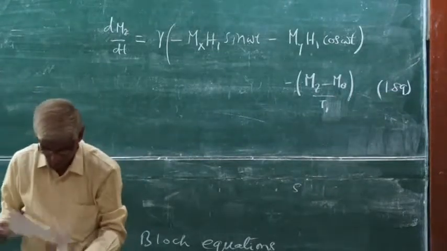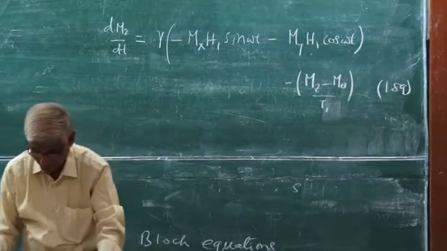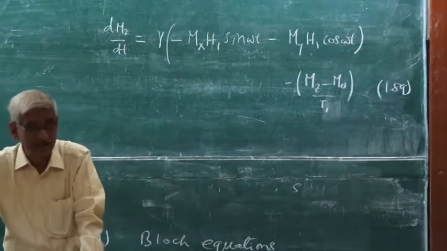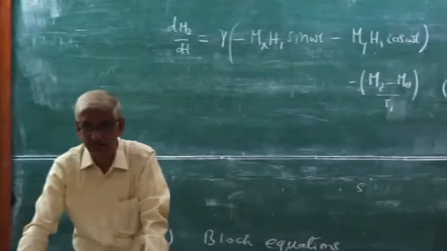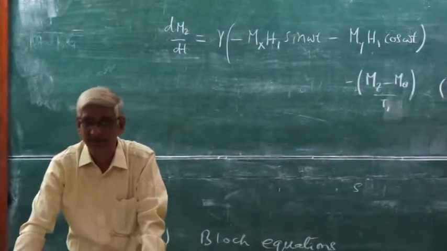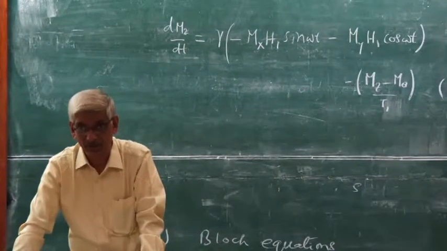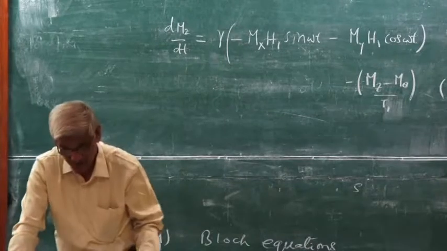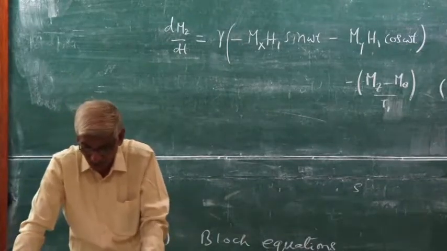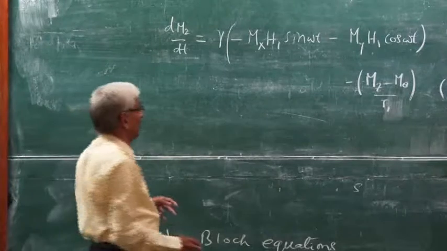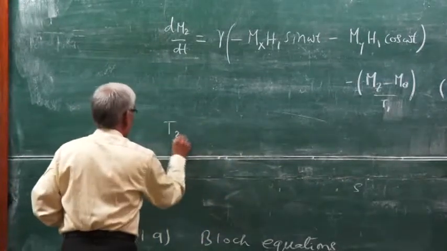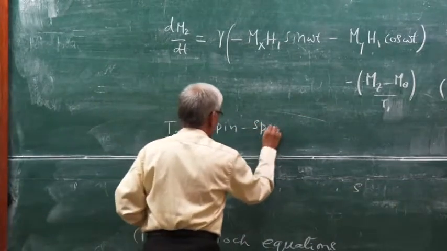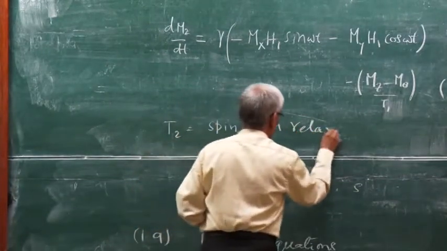Okay, so now there is a time dependence here. Therefore, clearly you can see all these components are time dependent. Mx, My, Mz, all of these are time dependent. This is because of the RF. Okay. Now to solve these equations, you use a trick. Let me also say that here T2 is a new parameter which is called spin-spin relaxation time.